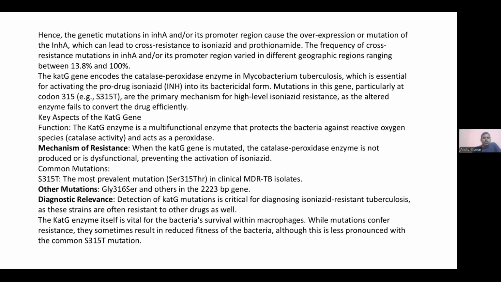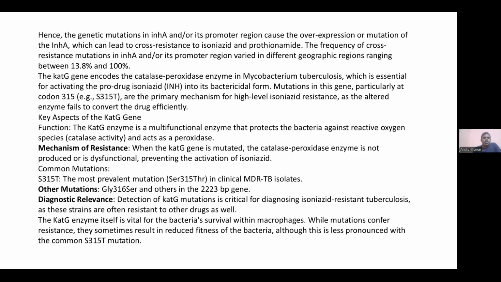Mutations in this gene, particularly at codon 315, are the primary mechanism for high-level isoniazid resistance, as the altered enzyme fails to convert the drug efficiently. A key aspect of the katG gene is that the katG enzyme is a multifunctional enzyme that protects the bacteria against reactive oxygen species and acts as a peroxidase. Mechanism of resistance: when the katG gene is mutated, the catalase peroxidase enzyme is not produced or is dysfunctional, preventing the activation of isoniazid. The most prevalent common mutation is S315T, Ser315Thr, in clinical MDR-TB isolates.